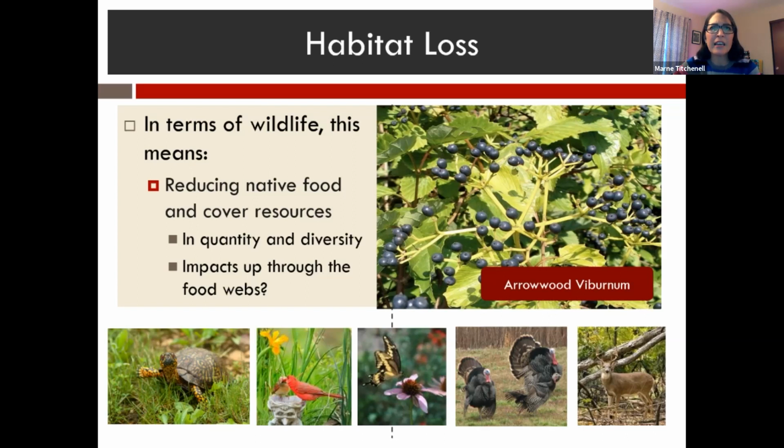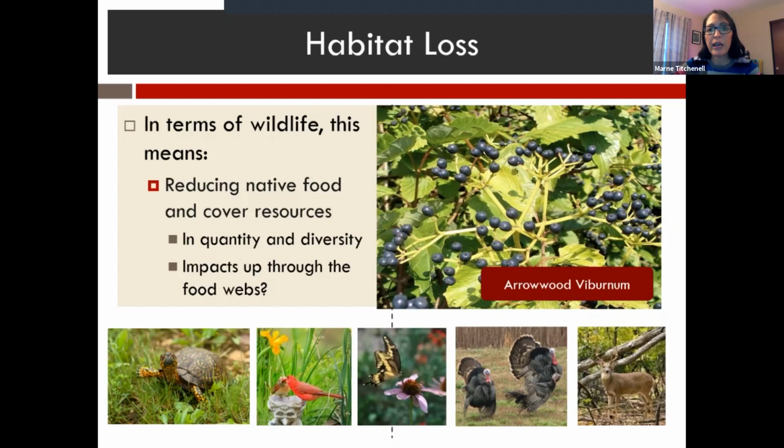And can the same be said of some of our non-native invasive plants like honeysuckle and buckthorn and privet? All of the pictures that you see on the bottom of the screen, all of those species, from the box turtle to our cardinal, our swallowtails, and some of our larger game species, take advantage of arrowwood, whether it's for the cover or the shelter or those berries that it's providing. Okay, so generally speaking, we see that many of our invasive non-native plants are inferior resources to wildlife.